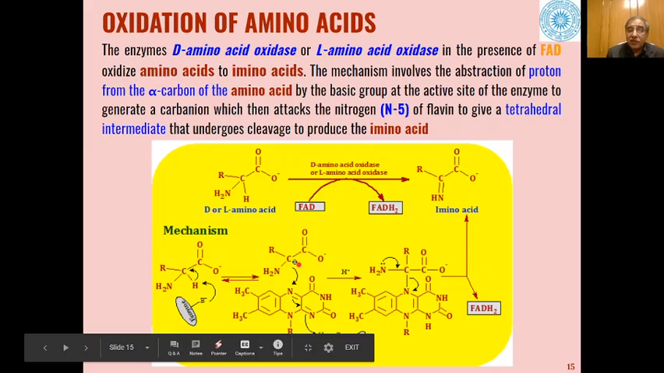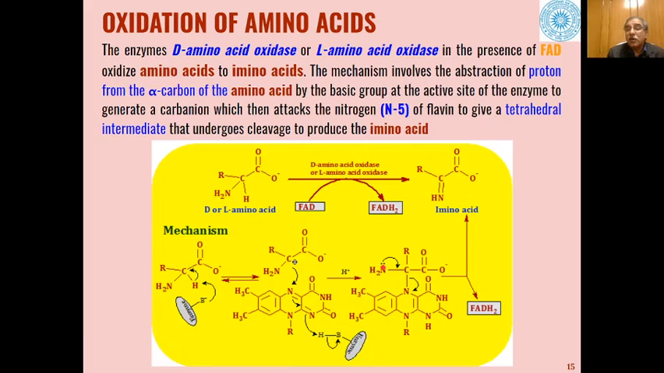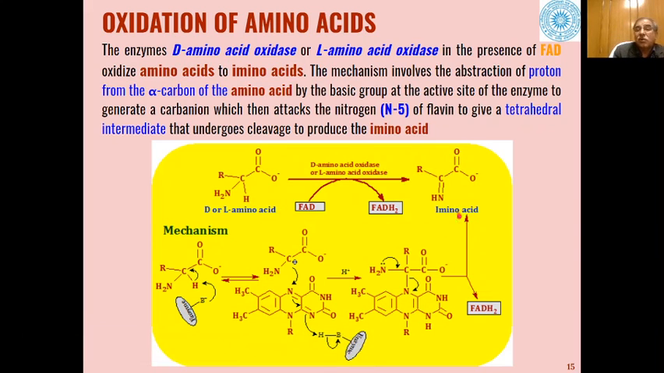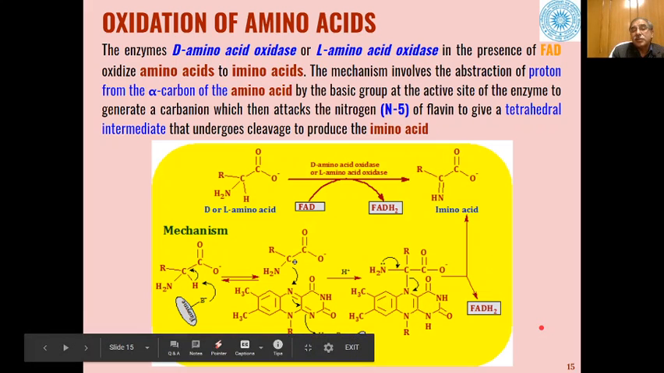This carbanion will attack the coenzyme, and a coenzyme substrate complex which is covalent in nature will be formed, and then this nitrogen will attack with its lone pair to generate this carbon nitrogen double bond, and this bond will be broken. FAD will be reduced to FADH2, and alpha amino acid will be oxidized to amino acid. So this is how oxidation of amino acids to amino acids can take place.